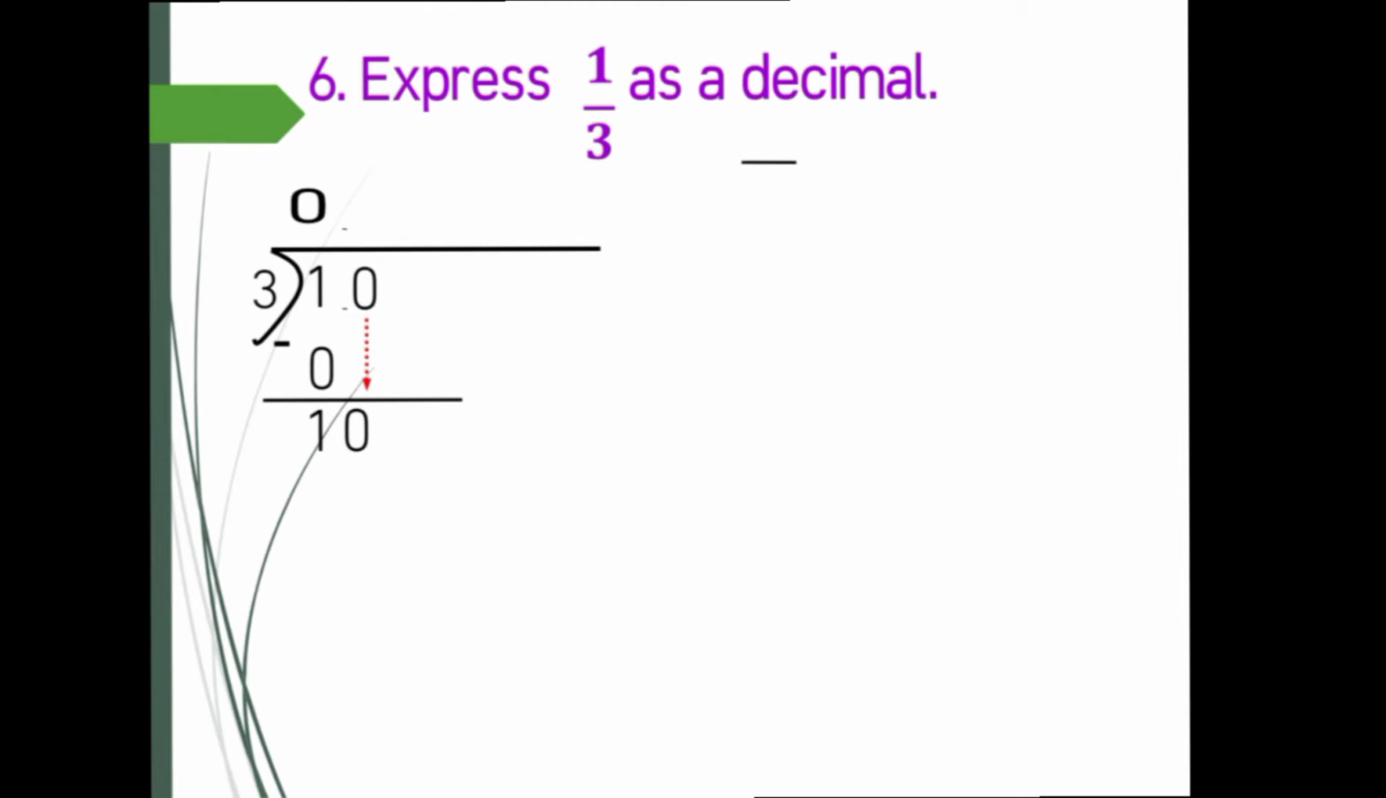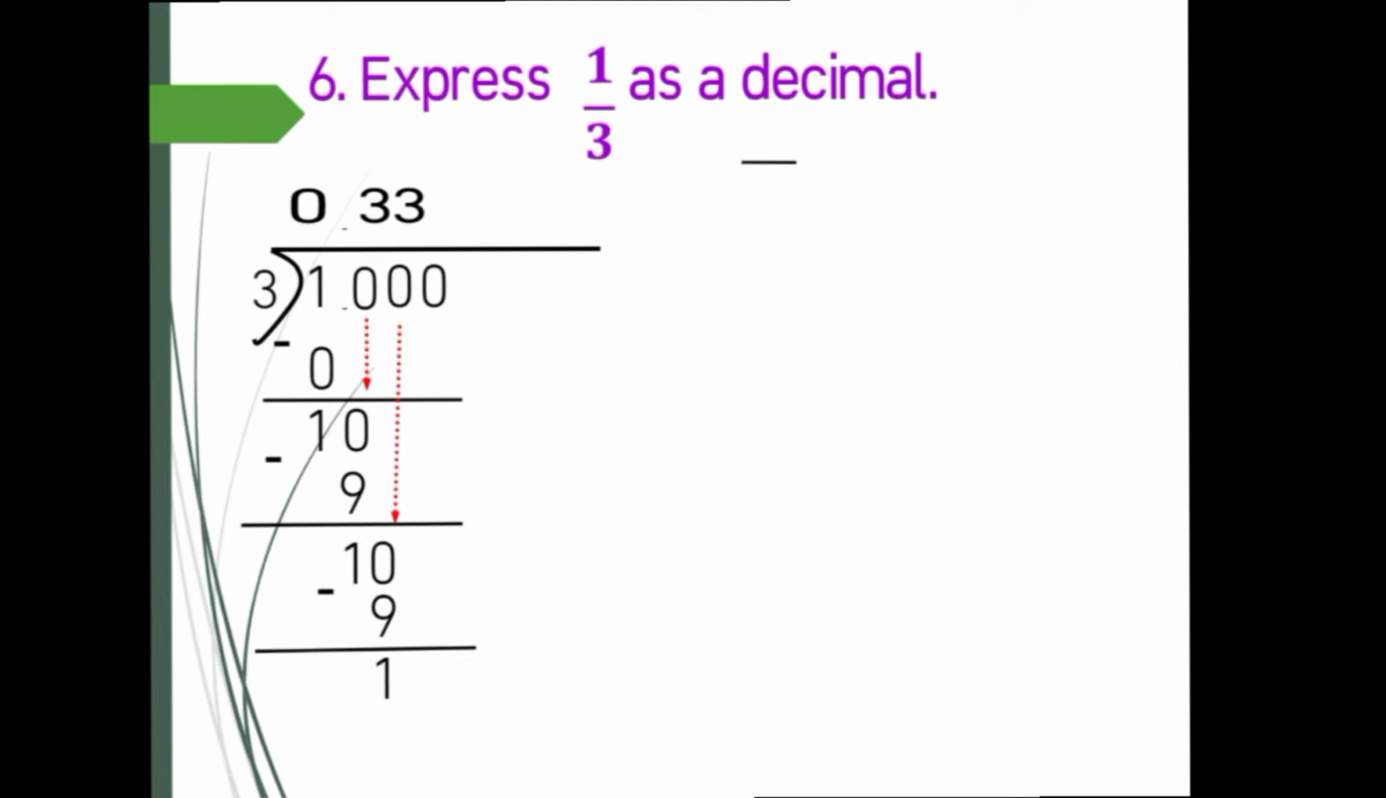So, 10 divided by 3 is 3. 3 times 3 is 9. 10 minus 9 is 1. And then, add another 0, bring it down. Magiging 10. So, 10 divided by 3 is 3. 3 times 3 is 9. 10 minus 9 is 1. Another 0, and magiging 10. And then 10 divided by 3 is 3. 3 times 3 is 9. 10 minus 9 is 1.